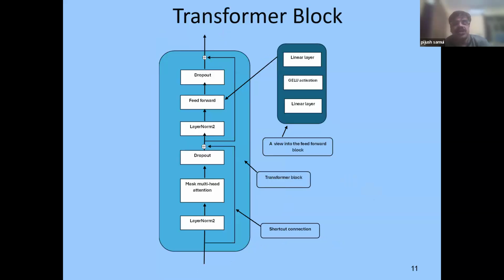How to build a transformer block is very important for developing the LLM model. If you look at this, there is layer normalization, then masked multi-head attention, then dropout, and then the shortcut connection. Then you go to layer normalization, feed forward and dropout. The feed forward uses a linear layer and a GELU activation with a linear layer. This transformer block is used to transform your text data into vectors.